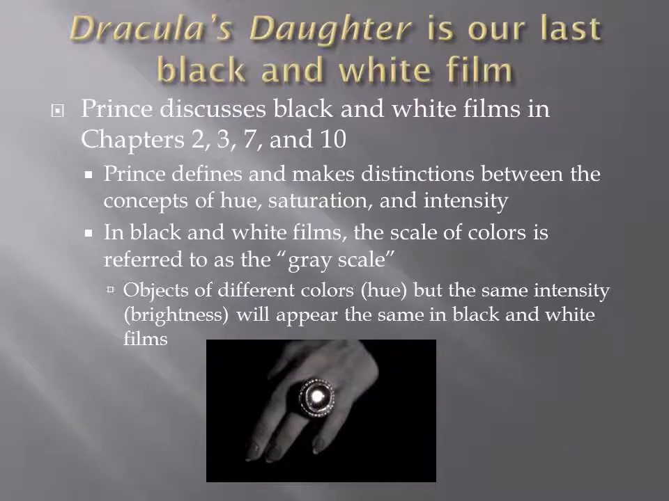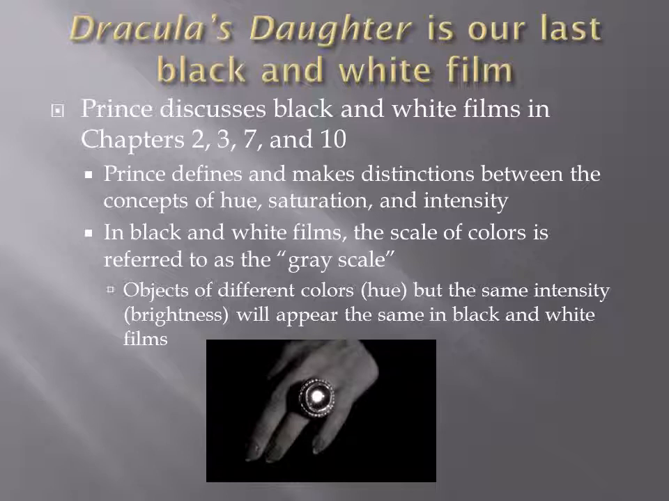So it's also important to acknowledge black and white filmmaking. Dracula's Daughter is our last black and white film. Prince discusses black and white films in a few chapters, and you can see them there, 2, 3, 7, and 10. So when we're talking about black and white films, really one of the things that we need to focus on is color. And Prince makes some distinctions between some different lighting color issues, and you need to know the difference between hue, saturation, and intensity.